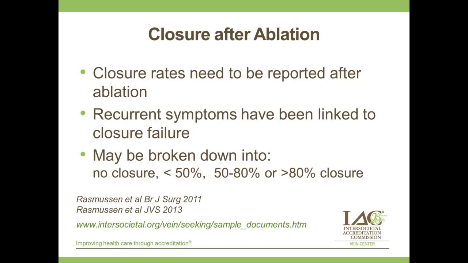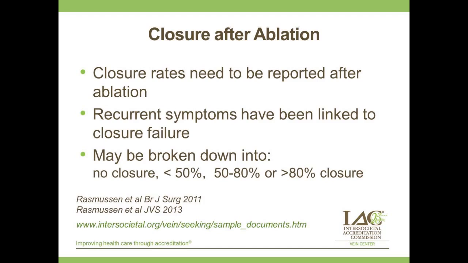Another common complication and outcome that needs to be recorded after ablations is closure of the vein. Closure rates need to be reported because recurrent symptoms have been linked to closure failures. Also, it is important that a group knows their closure rates to make sure that they are performing the procedures in order to be effective for our patients. When reporting closure rates, the IAC has suggested that these be broken down into patients with no closure, less than 50% closure, 50 to 80% closure, or greater than 80% closure.